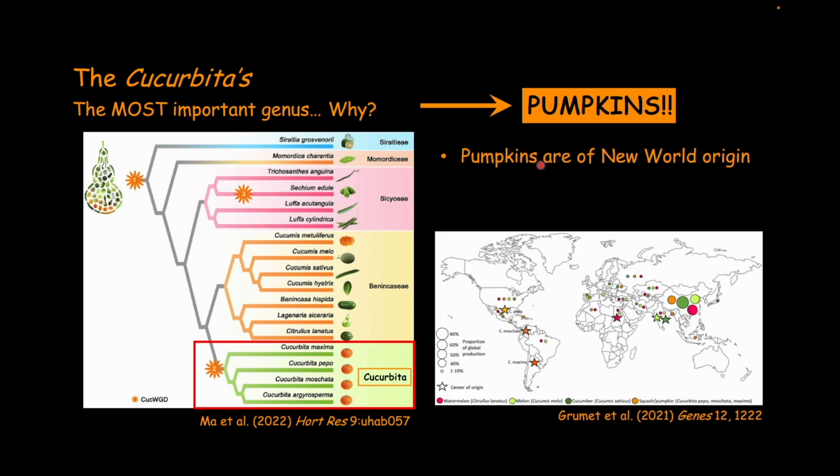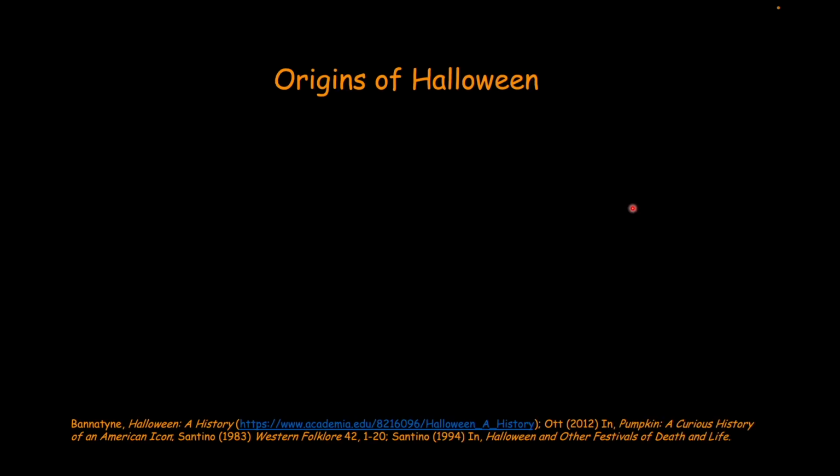So again, pumpkins are of New World origin. These arose in North and South America. And that's important because it's going to be important to the cultural association with the United States.